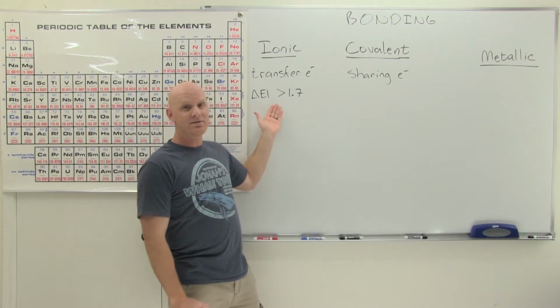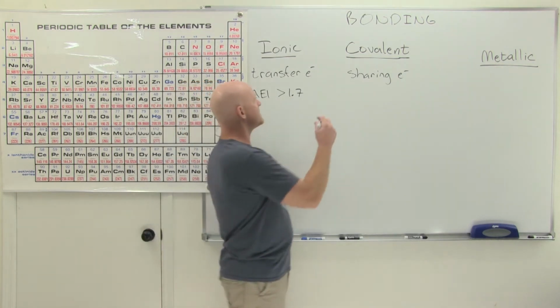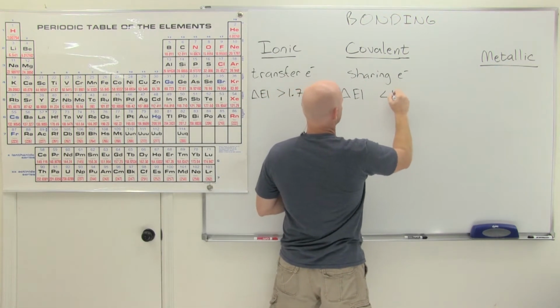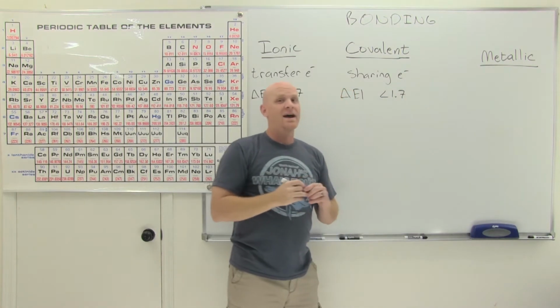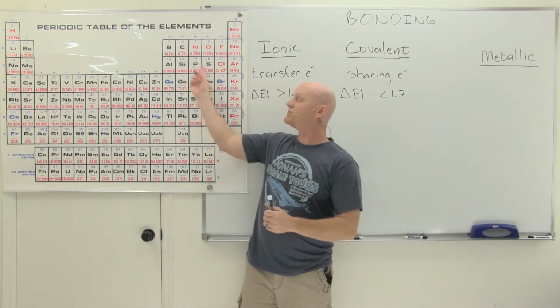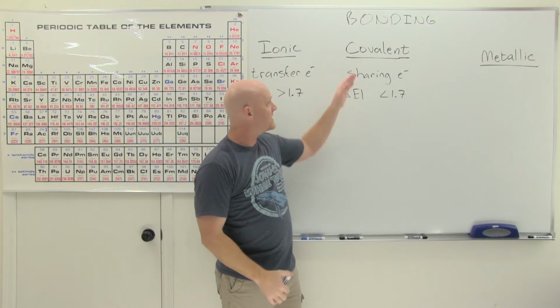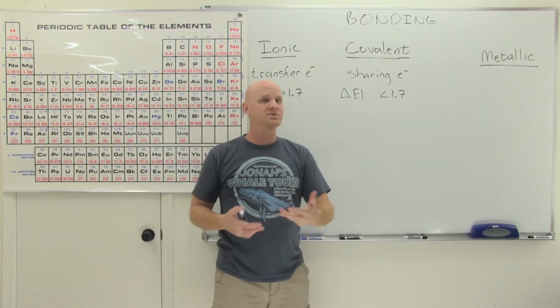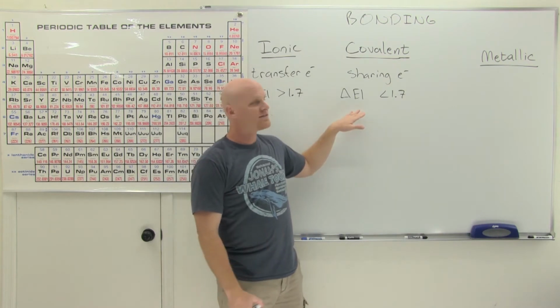They're going to have an electronegativity difference greater than 1.7. Whereas for covalent bonding here, we're going to have an electronegativity difference less than 1.7. And again, that's generally going to happen when you have two non-metals. And that's why we recognize covalent bonding occurring between two non-metals, whether it be two of the same or two different, but it's two non-metals, that's what we'll kind of go with.